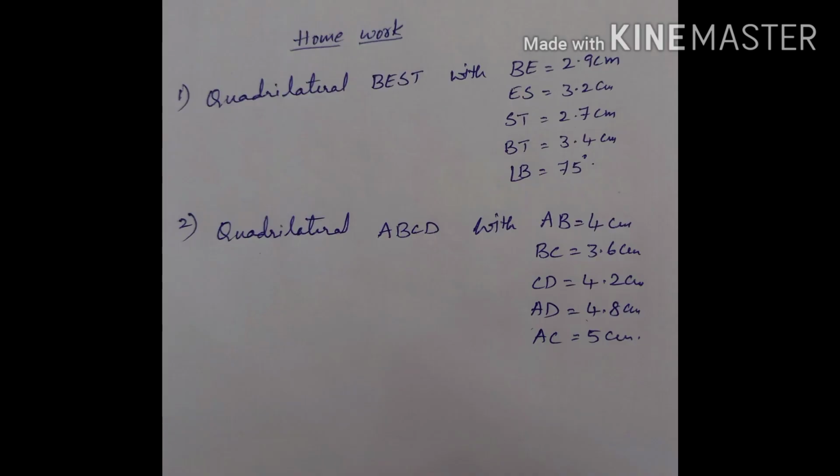Children, from these two methods, do this homework. First one is when four sides and one angle is given, that is first method, SSSSA rule. Second one, when four sides and one diagonal is given, that is SSSSD rule. So do it as homework, and these are all very important models, children. Write down in your notebooks.